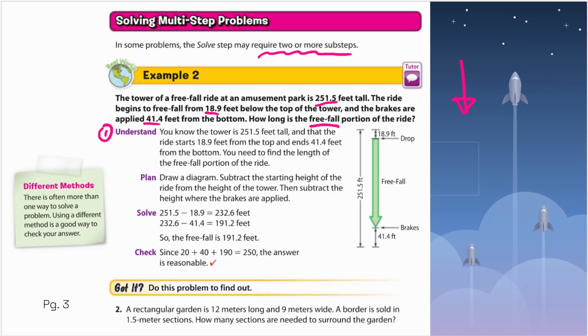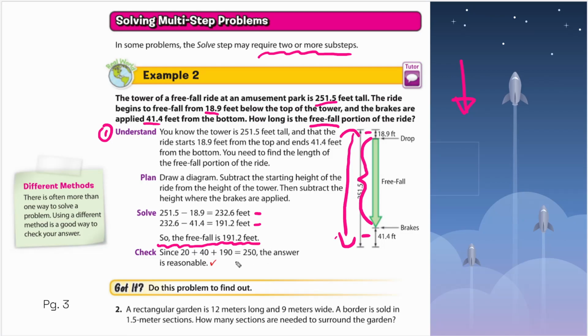Our plan is going to be to draw a diagram. We're going to subtract from the 251.5 feet. This is the total distance. We're going to take out the very top and the very bottom where the brakes are applied, and what's left is the free fall. So 251.5 minus 18.9 is 232.6. We're going to take that and subtract the very bottom where the brakes have been applied, which is 41.4 feet. And we're going to get 191.2. So the free fall is 191.2 feet.